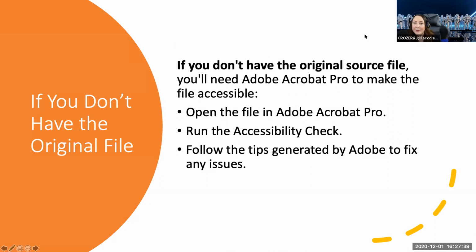And if you don't have the original file, then you're going to need Adobe Acrobat Pro, which is a very good reason to have it for free from the district, because you're going to open the file in Adobe Acrobat, run the accessibility check, and it's going to tell you step by step how to fix the issues and make it accessible. So if you don't have the original file, your only option is Adobe Acrobat Pro. If you don't have that, or you don't know how to get it, maybe talk to your IT department, and see if you can get that installed.